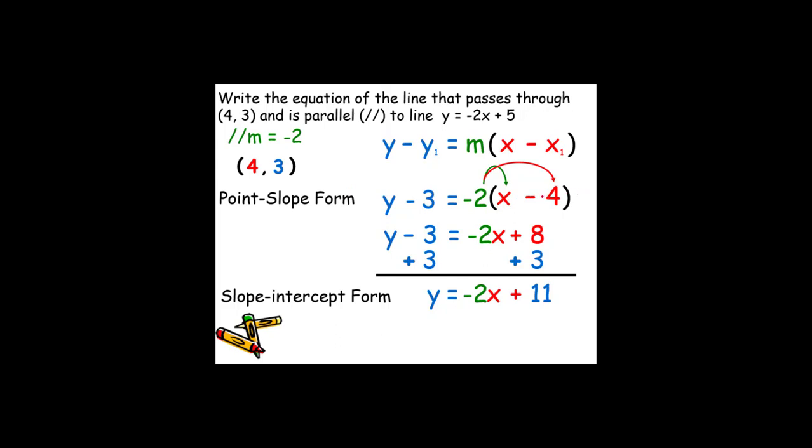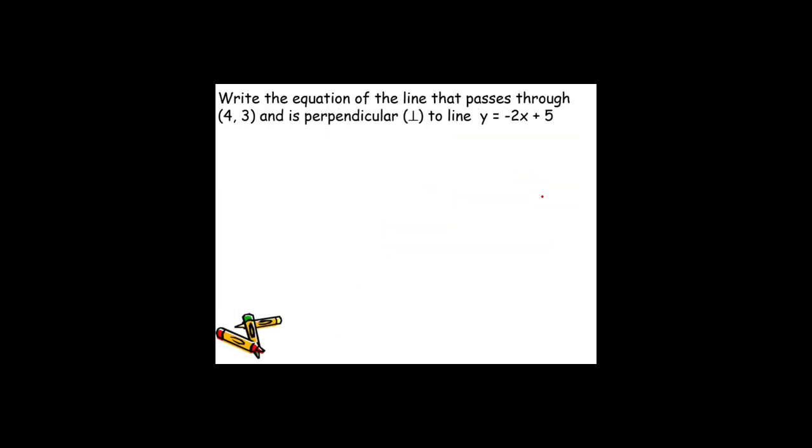Let's take a look at the second part. In this case, we want perpendicular to. That means our slopes are opposite reciprocals. So if one slope is negative, the other slope would be positive, and the reciprocal of 2 is 1/2. We can also state it that the product of the slopes is equal to negative 1. Notice that a half times negative 2 is equal to negative 1.